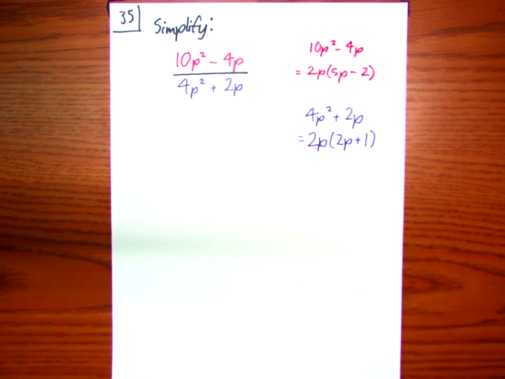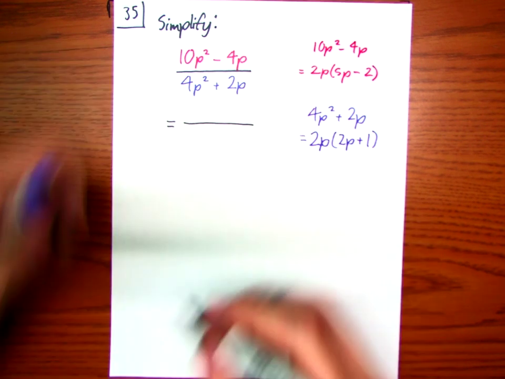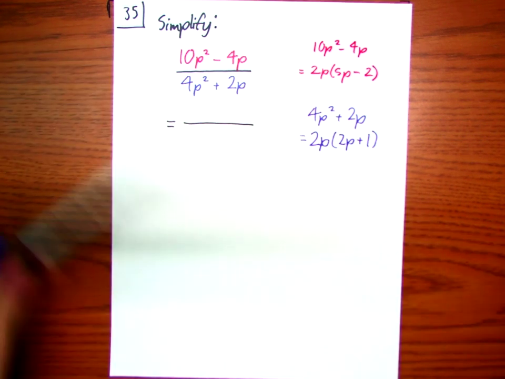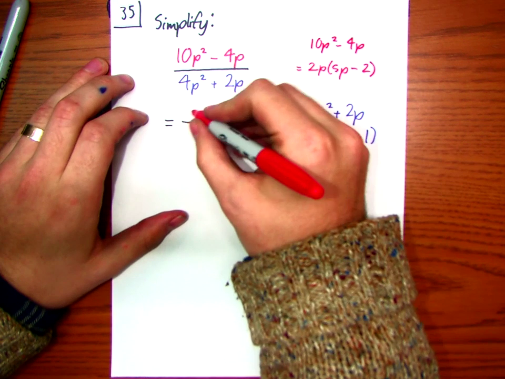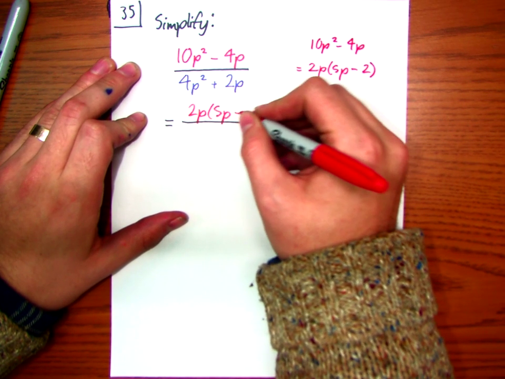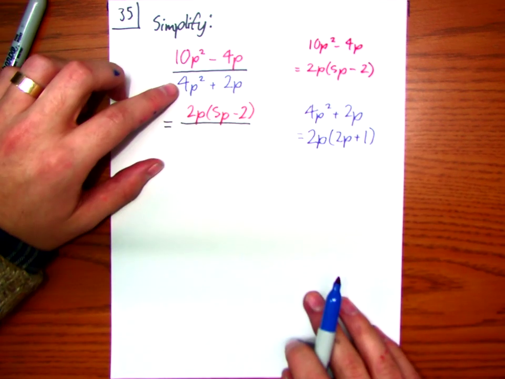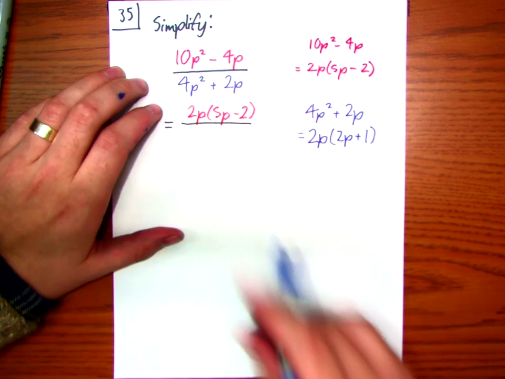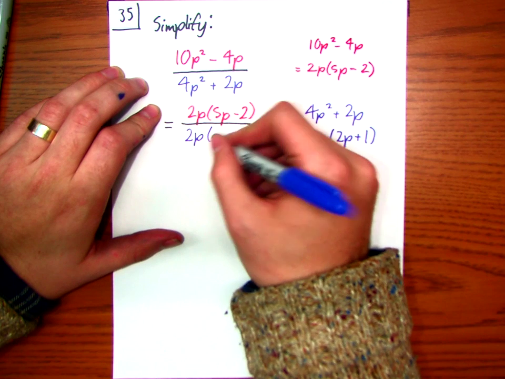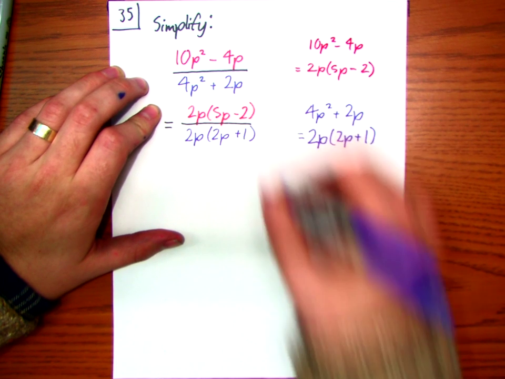All right, so let's rewrite this rational expression now. Instead of the polynomial on top, I'm going to have the factored form of the polynomial, which is 2 times p times 5p minus 2. And the denominator, instead of the standard form, I'm going to have the factored form instead, so 2p times 2p plus 1.